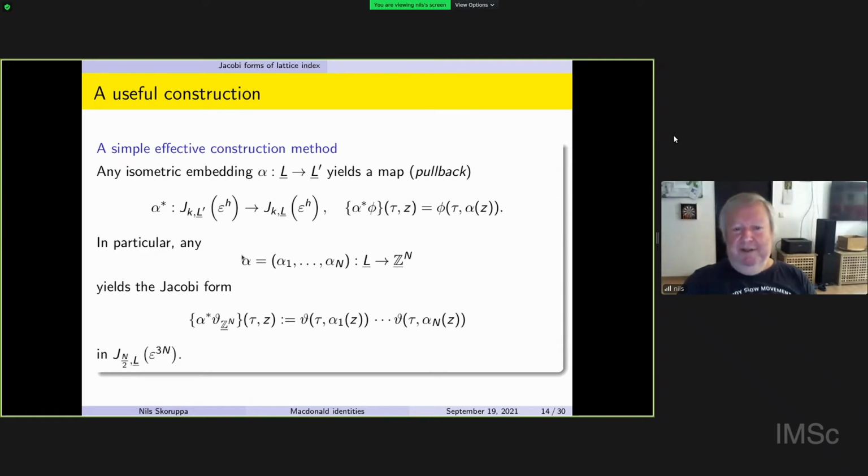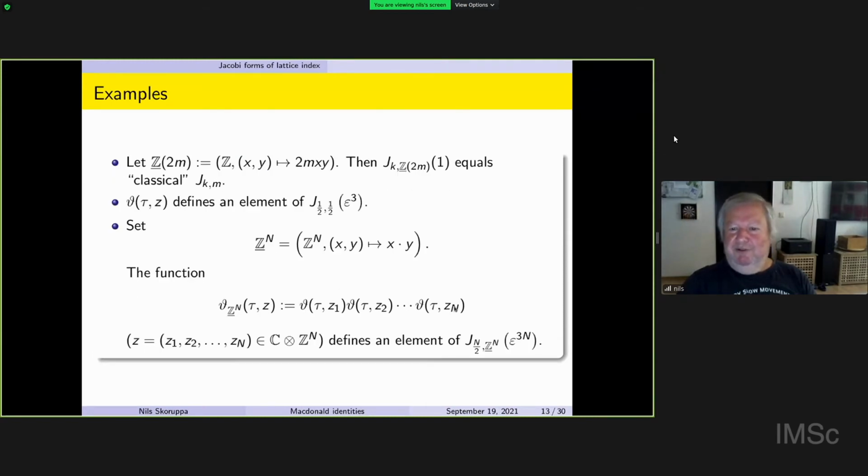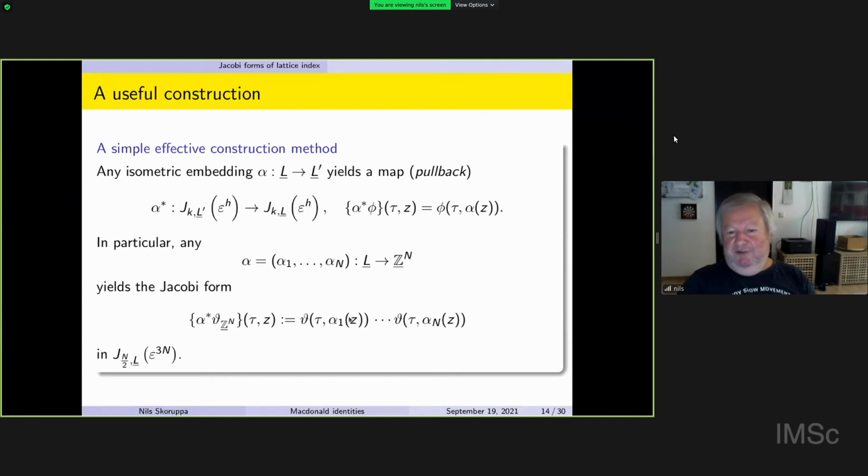And in particular, I can apply this if I have an embedding from L into Z to the n, the standard lattice. Then I can apply this construction to the Jacobi form that we saw here, this very simple one, right? So this product of the Jacobi theta functions, where we just vary the variable according to the coordinates that we have in the z vector. And if I do this, then I get just here theta(tau, alpha_1 z) up to theta(tau, alpha_n z), where these are the components of our embedding alpha into Z to the n, right? And that's a Jacobi form, indeed, of singular weight n over 2 for the lattice L that we embedded, right? And the character is epsilon to the 3n. So it's a Jacobi form.